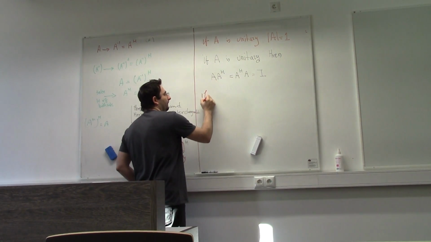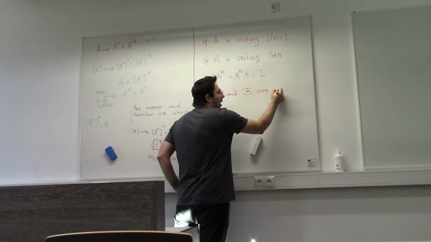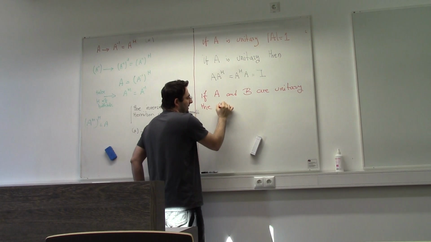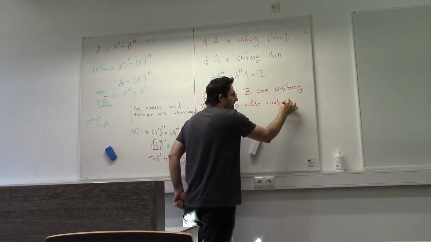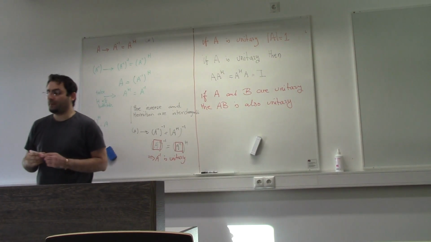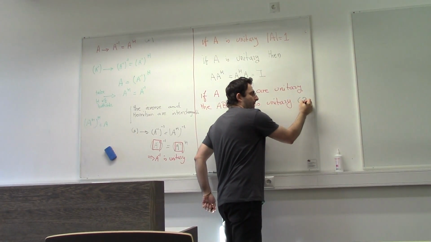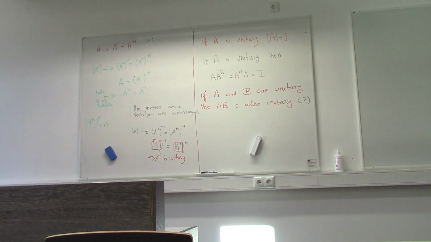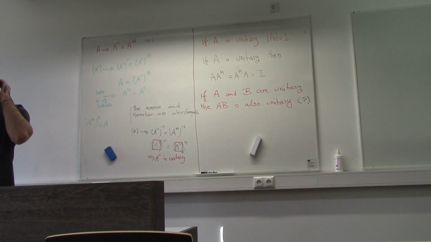If A and B are unitary, then AB is also unitary. As usual, why? If A and B are unitary, then A multiplied by B will also be unitary.